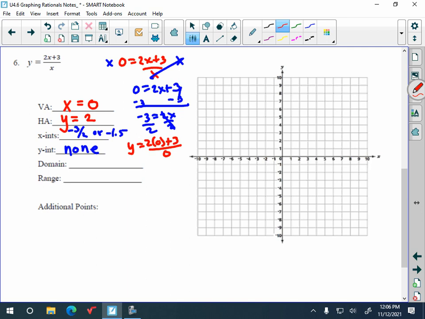Oh, okay. So what happens is, just like with the horizontal, if the vertical asymptote is 0, okay, that means it's right on the y-axis. There can't be a y-intercept because there's a boundary line on the y-axis. So there can't be a y-intercept. So that's why it's not.